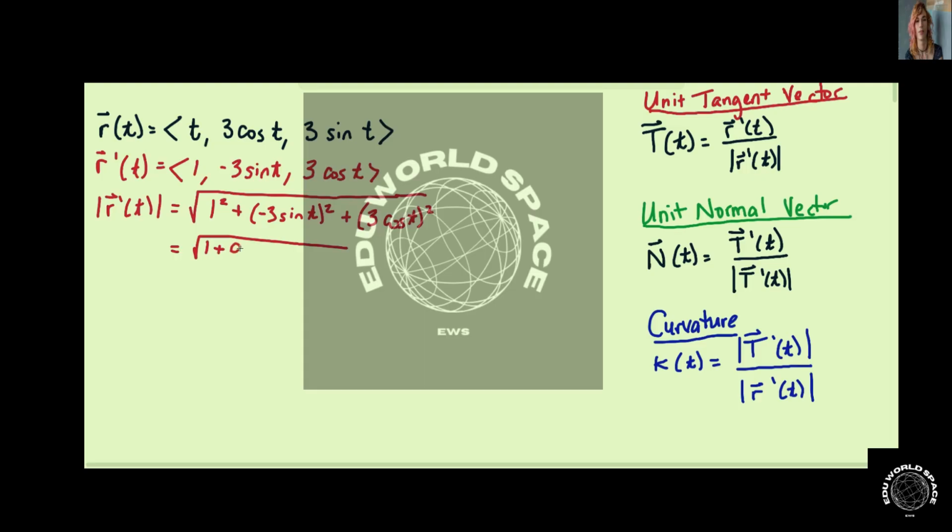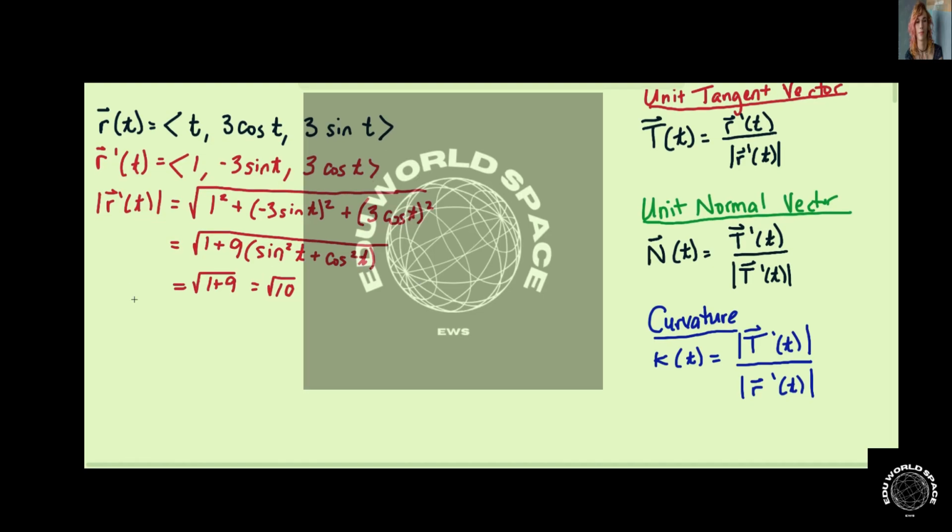And we'll just simplify this. 1 plus 9. We're going to have 9 sine squared t and 9 cosine squared t. So I'm just going to factor that out. And that's nice because this is a Pythagorean identity. Sine squared t plus cosine squared t is 1. So this simplifies to 1 plus 9 times 1, or 1 plus 9. And that's just the square root of 10.